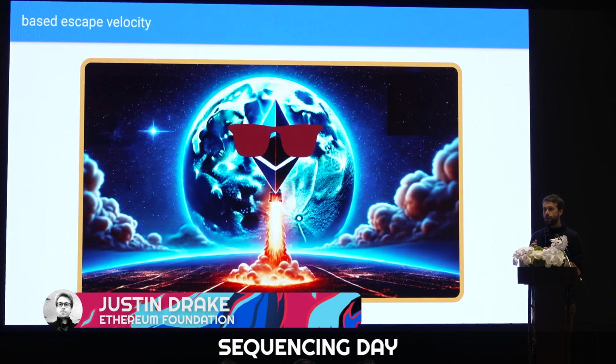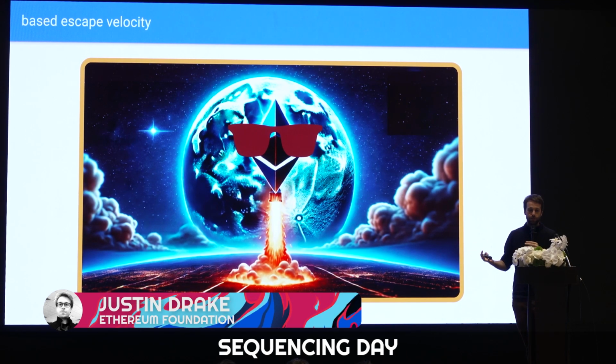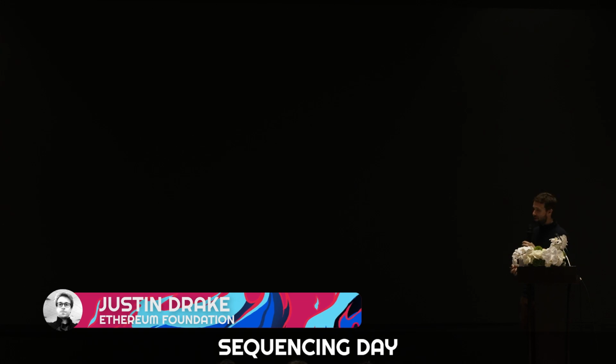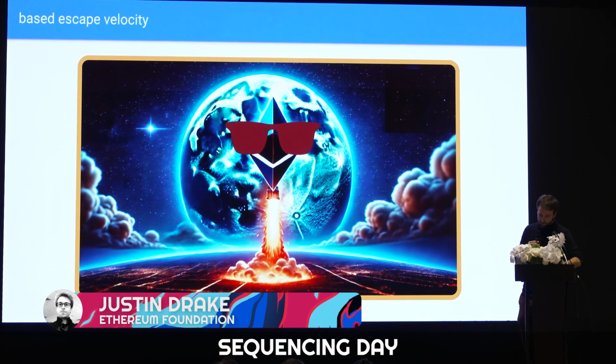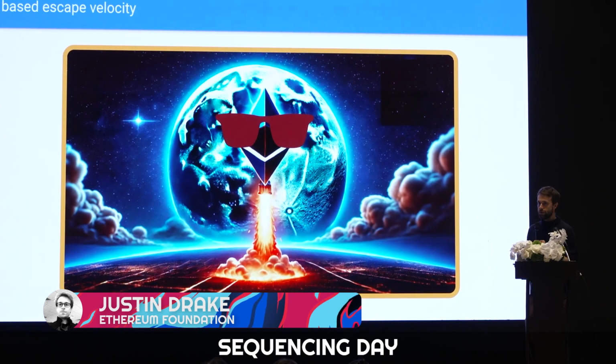And so basically my claim, my hope is that we're at a point where we've reached escape velocity for base sequencing. Even though it was very much a contrarian idea when it started, hopefully it will blossom on mainnet.